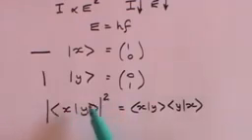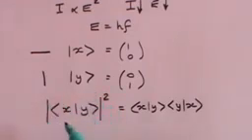Why is this inner product the probability amplitude? And why is the square of the probability amplitude the probability? There is no way of proving that. That was a quantum mechanics principle or a concept.